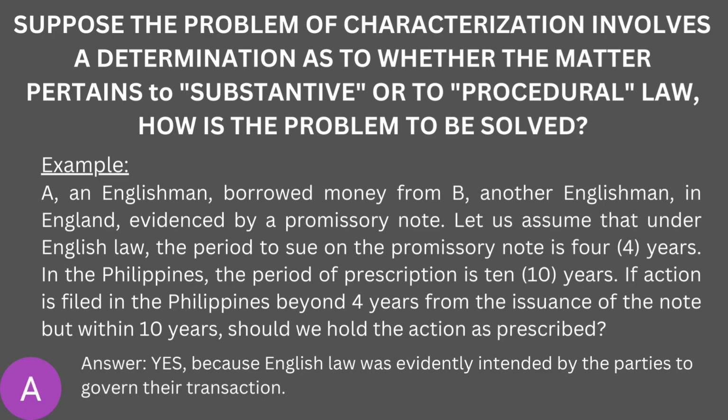For example, A, an Englishman, borrowed money from B, another Englishman, in England, evidenced by a promissory note. Let us assume that under English law, the period to sue on the promissory note is 4 years. In the Philippines, the period of prescription is 10 years. If action is filed in the Philippines beyond 4 years from the issuance of the note, but within 10 years, should we hold the action as prescribed? Answer: yes, because English law was evidently intended by the parties to govern their transaction.